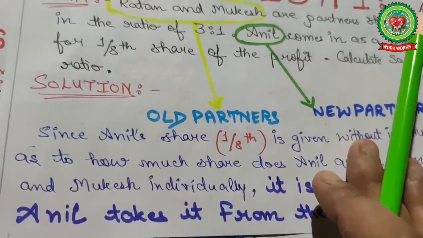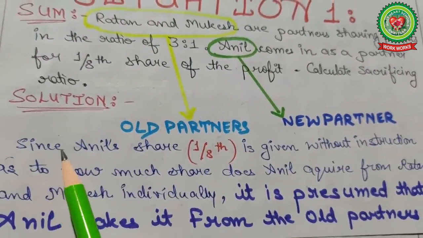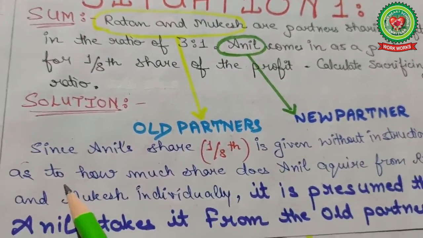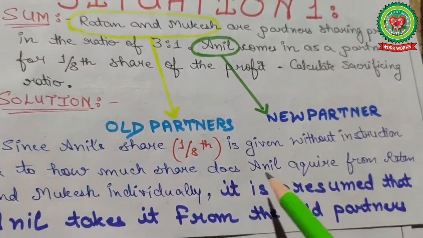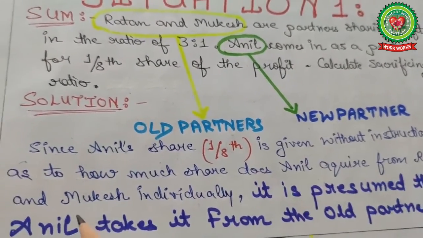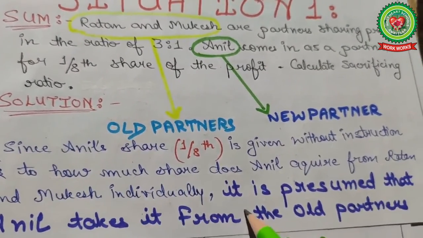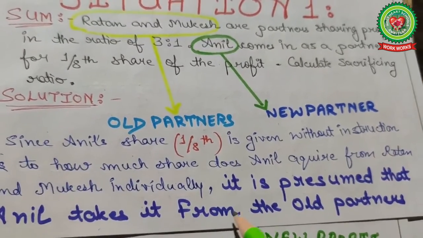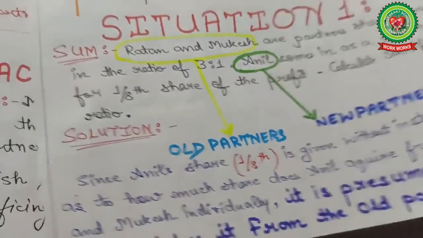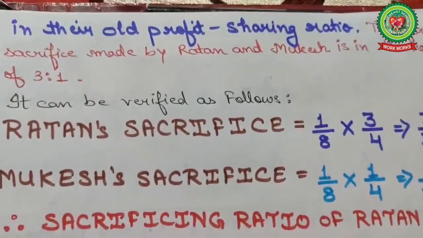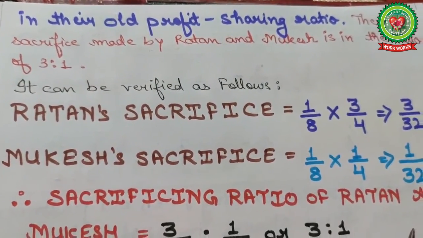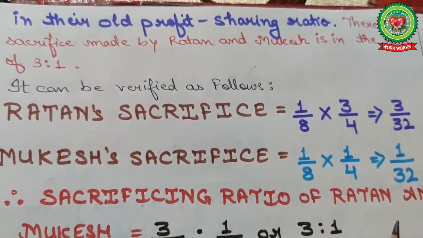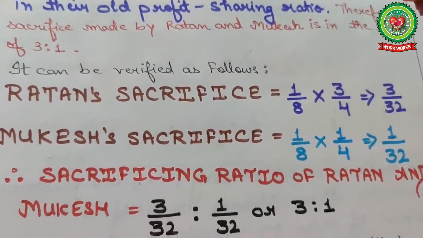Then in this case, since Anil's share of 1/8 is given without instruction as to how much share Anil acquires from Ratan and Mukesh individually, it is presumed that Anil takes it from the old partners in their old profit sharing ratio, that is 3:1. Therefore, the sacrifice made by Ratan and Mukesh is in the ratio of 3:1.